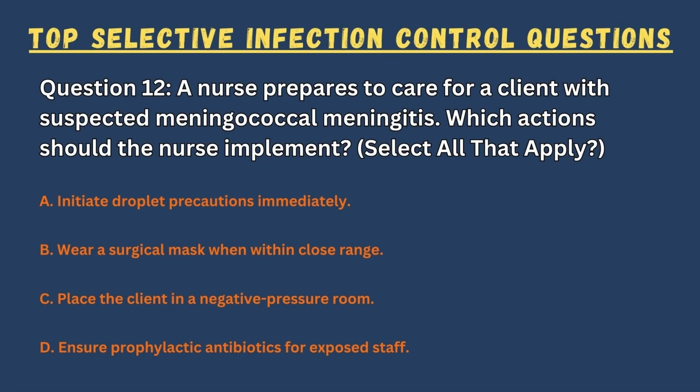Question 12. A nurse prepares to care for a client with suspected meningococcal meningitis. Which actions should the nurse implement? Select all that apply. A. Initiate droplet precautions immediately. B. Wear a surgical mask when within close range. C. Place the client in a negative pressure room. D. Ensure prophylactic antibiotics for exposed staff.